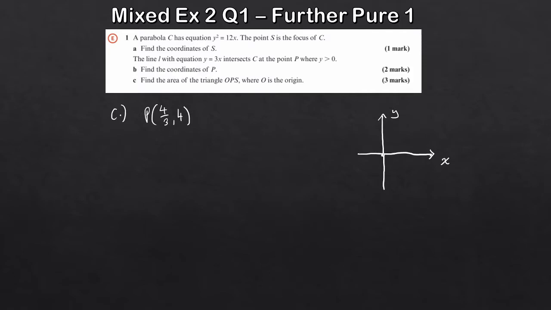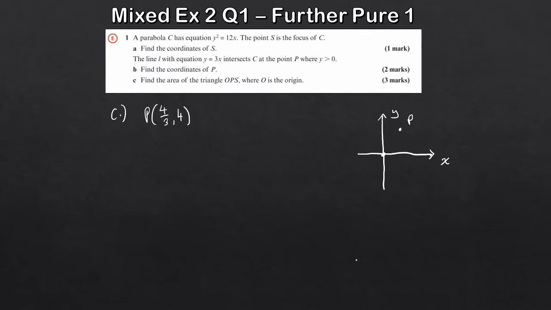So we start at the origin here. That's one of my points. One of my points here is P, which is 4 over 3, so about there, and then up 4. So we can say it's about there. So that's P. And what's my other point?